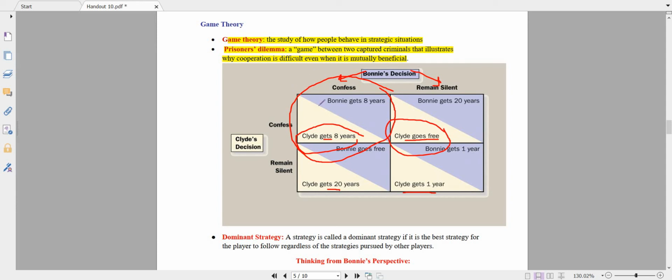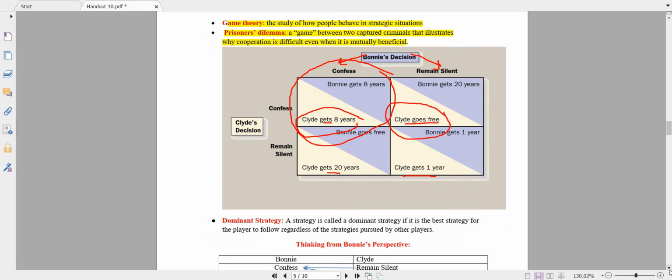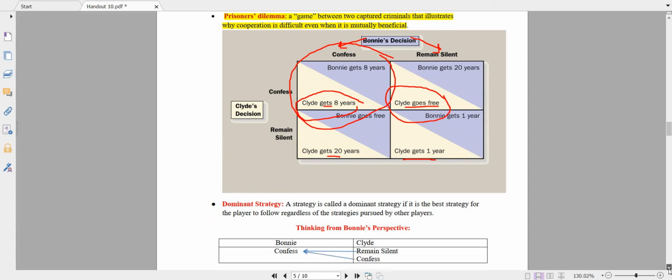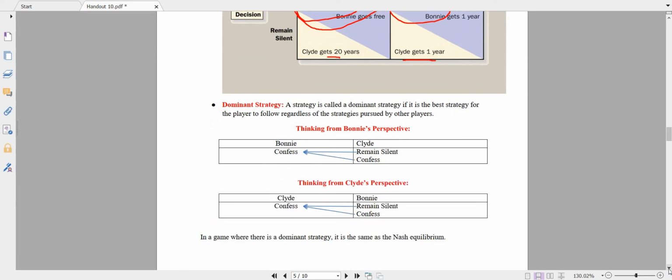So both end up confessing, and both end up with 8 years in prison. Okay, so now this is going to be a Nash equilibrium. This is going to be the equilibrium for us in this particular game, and this equilibrium is also referred to as a dominant strategy. Now this is how we define a dominant strategy. A strategy is called a dominant strategy if it is the best strategy for the player to follow regardless of the strategies pursued by other players.